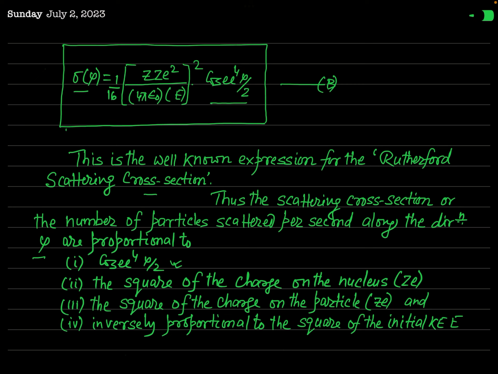Again, you can see this is also proportional to the square of the charge of the nucleus, that is Ze, and it is also proportional to the square of the charge on the particle, that is small ze, and it is inversely proportional to the square of the initial kinetic energy. You can see E is in the denominator. These are the factors which affect this differential scattering cross section, or the number of particles scattered per second in a particular direction of scattering.